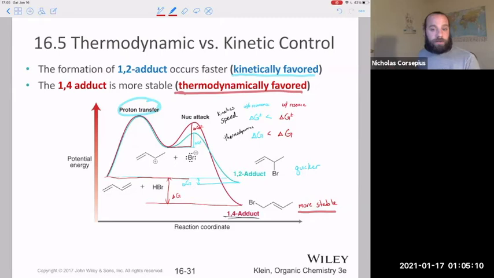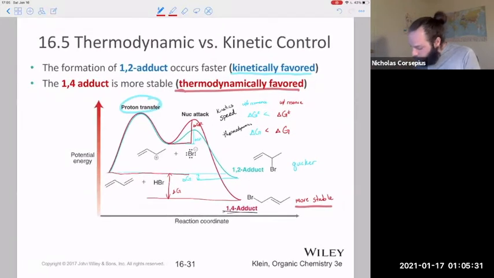It's more thermodynamically favored. I don't remember off the top of my head, I want to say it's chapter 6, but I'll put in the lecture notes above this video where exactly you can look for an explanation of activation energy versus delta G.